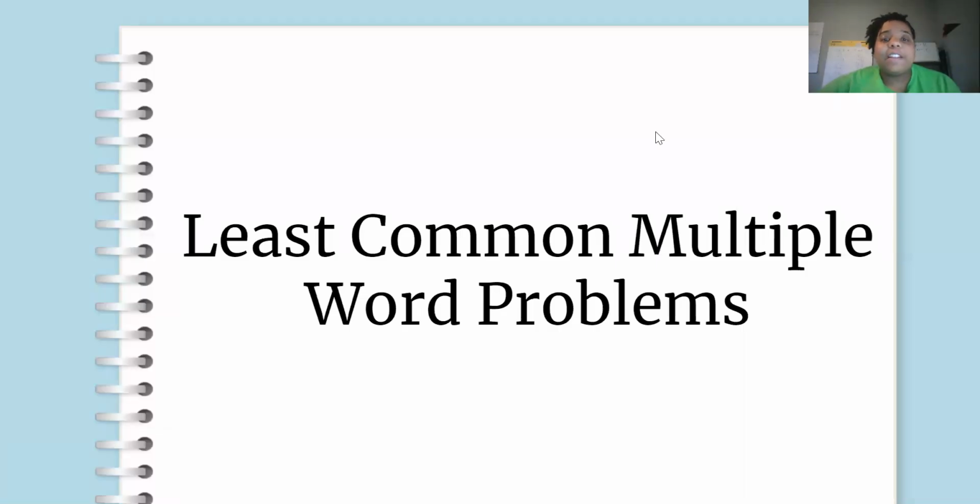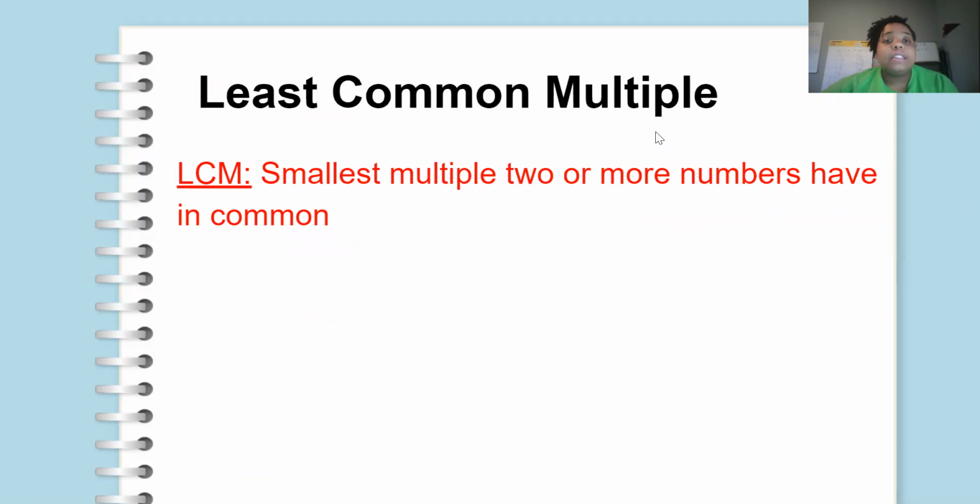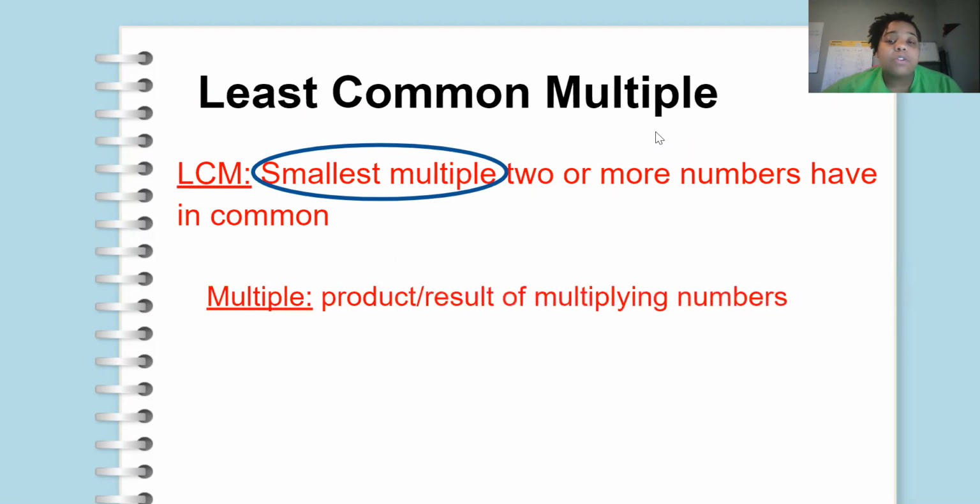All right, today we are going to talk about least common multiple word problems. The least common multiple is the smallest multiple two or more numbers have in common. And I want us to focus in on the words smallest and multiple, not to get confused with greatest and factor. In fact, a multiple is the product or result of multiplying numbers together.